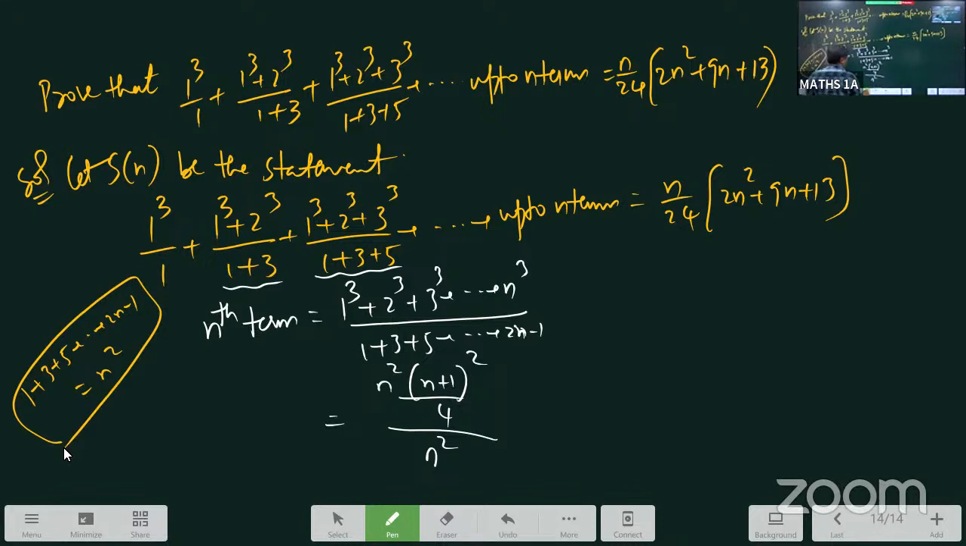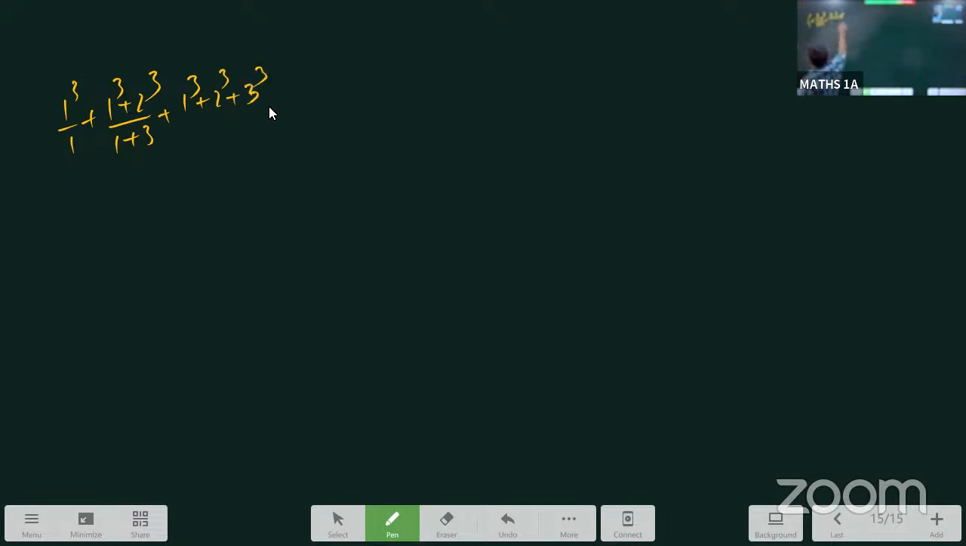Remember that formula. Now your n square gets cancelled, leaving n plus 1 whole square by 4. That is your nth term. Now I got your nth term. Now, once again, write down the statement. That is 1 cube by 1, 1 cube plus 2 cube by 1 plus 3, 1 cube plus 2 cube plus 3 cube by 1 plus 3 plus 5, plus so on plus n plus 1 whole square by 4. This is your nth term, just now we got it.